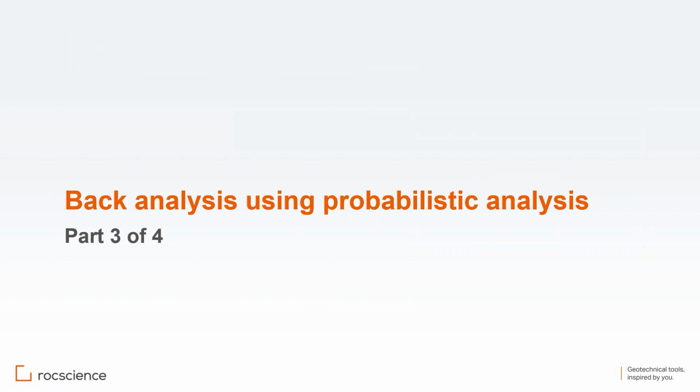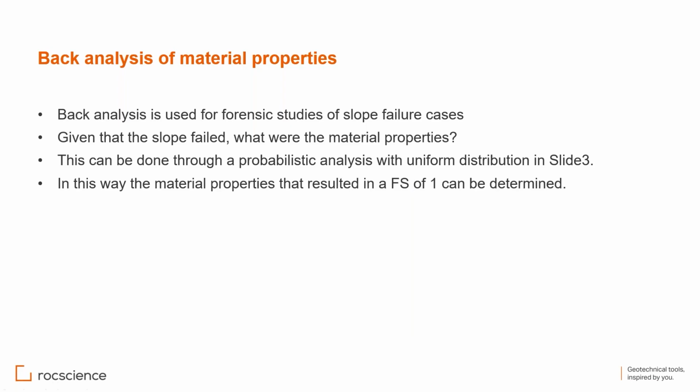So next we'll talk about back analysis using probabilistic analysis. So probably everyone knows what that is. If you have a slope that already failed, you know the surface, and you want to figure out what the material properties were based on what you know about the failure. So this can be done with a probabilistic analysis in Slide 3. And for this, we'll just dive straight into the example.